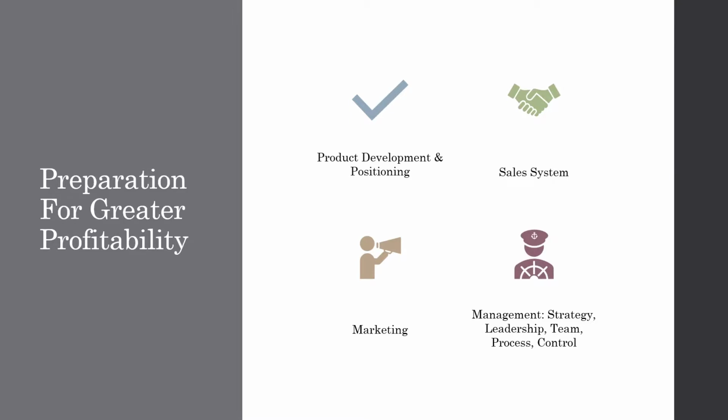Management, consisting of strategy, leadership, teams, process, and controls, to name some of the elements, is actually at the bottom of the profitability pyramid. The basis for everything else, the starting point. Management is the engine that starts it all.